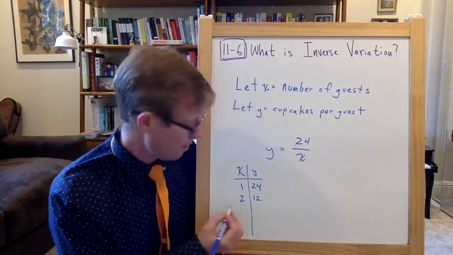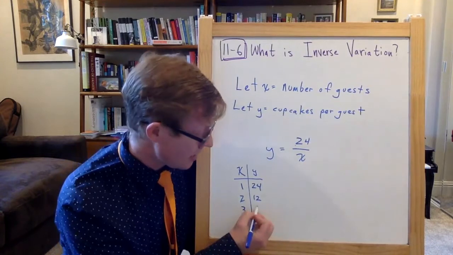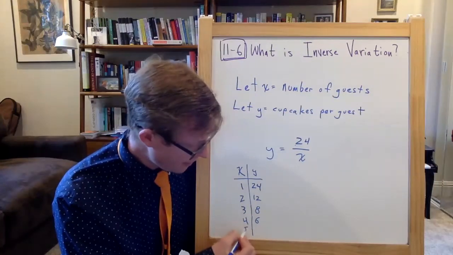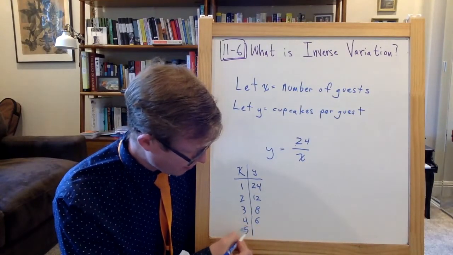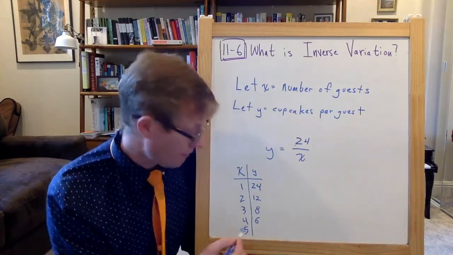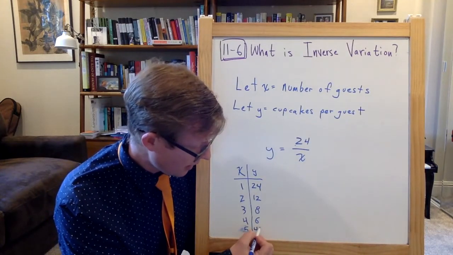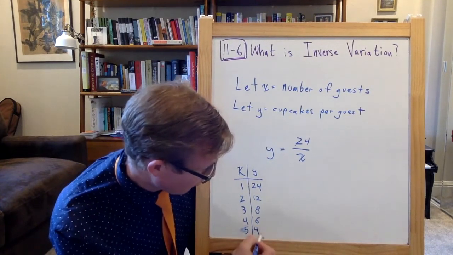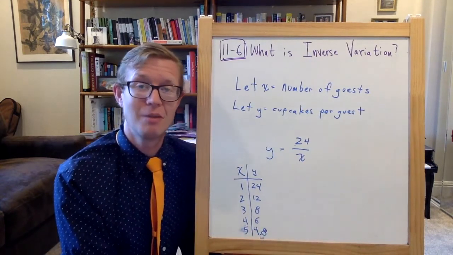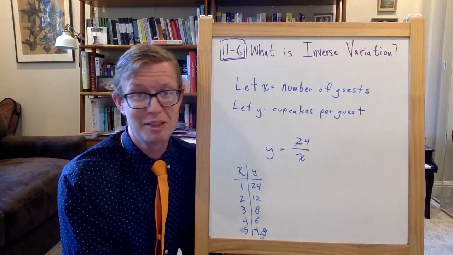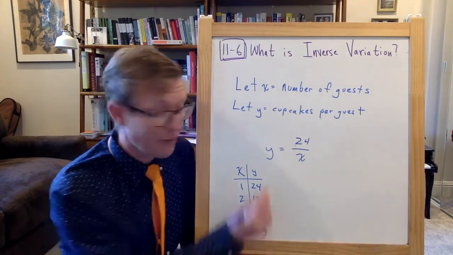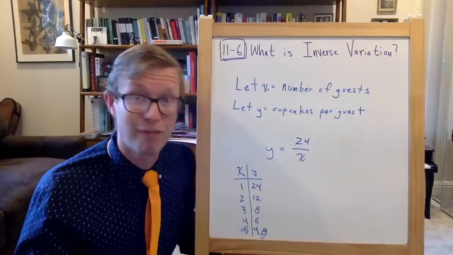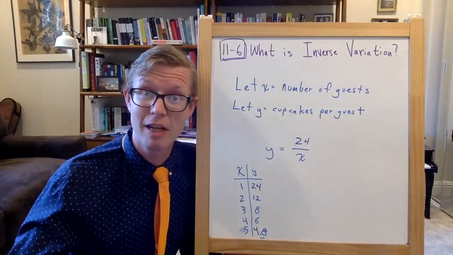If I had 3 people, we'd each have to share 8 cupcakes. If I had 4 people, we'd share 6. If I had 5 people, we'd have to get out the butter knife and divide things into fifths. We'd each get 4 and 4/5 of a cupcake. I can't write like that. Let's say 4.8, shall we? If I had 24 people, I'd have 1 cupcake per person. If I had 48 guests, everybody gets half of a cupcake, and on down the line.